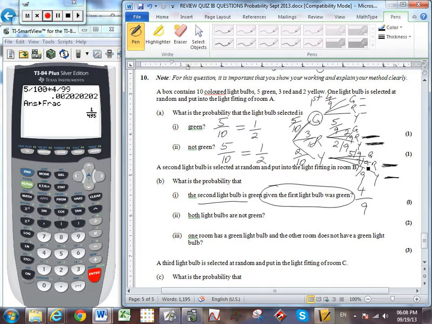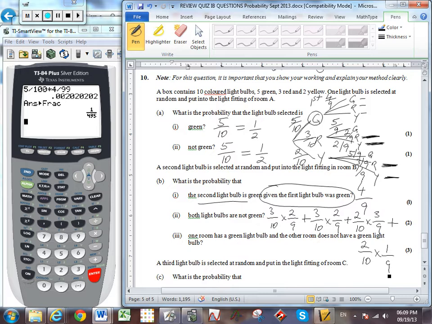So now let's multiply up the probabilities that interest us. 3/10 times 2/9, plus the next one, 3/10 times 2/9. The next one, where both are not green, 2/10 times 3/9. And the last possibility, 2/10 times 1/9.